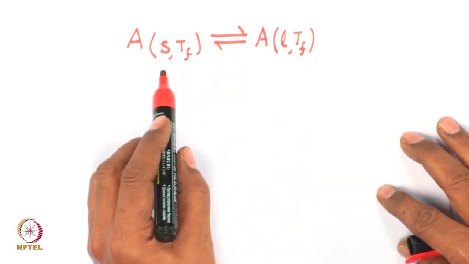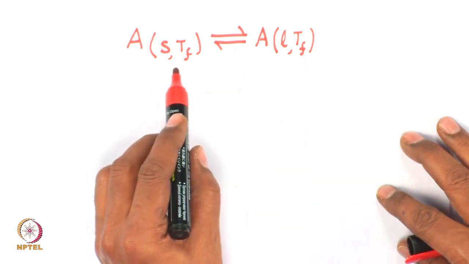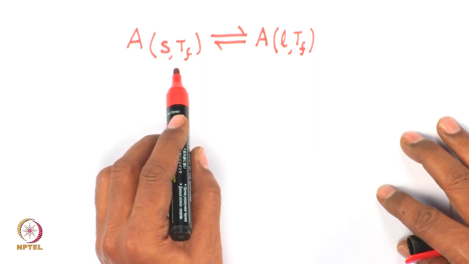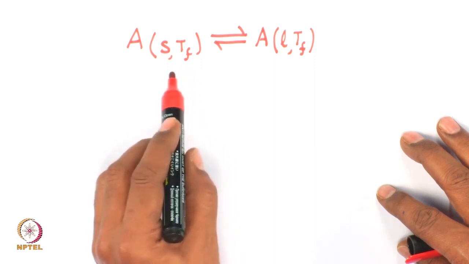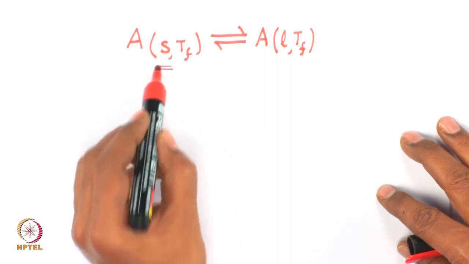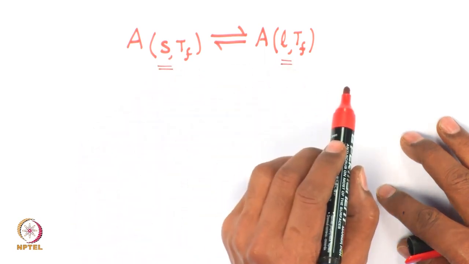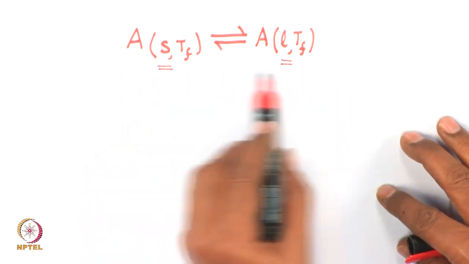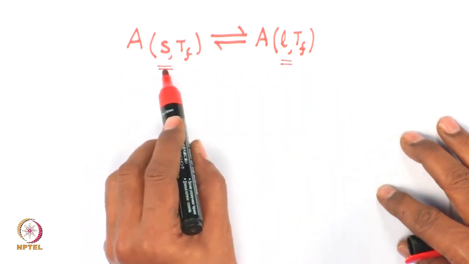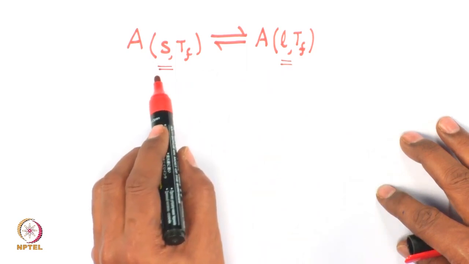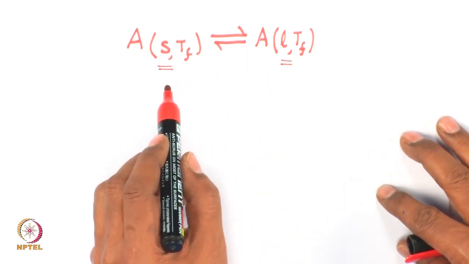But what is happening here is only the molecular order changing. Going from solid to liquid, the order is decreasing. If it is reverse, going from liquid to solid, the order is increasing. So, there is a change in the degree of molecular order.